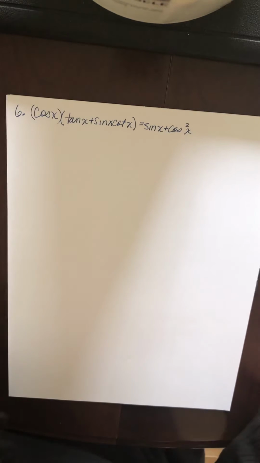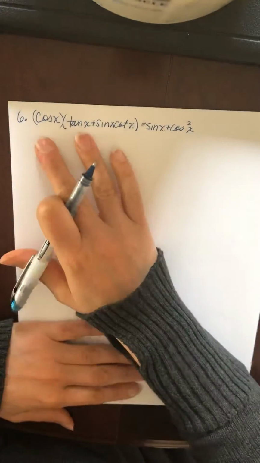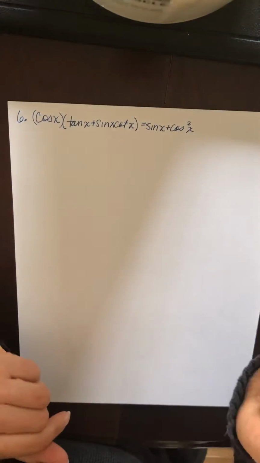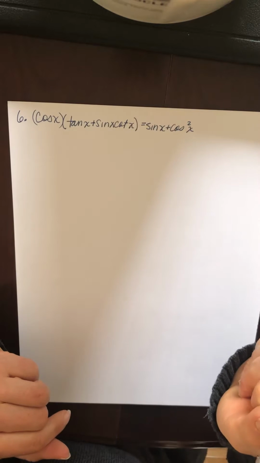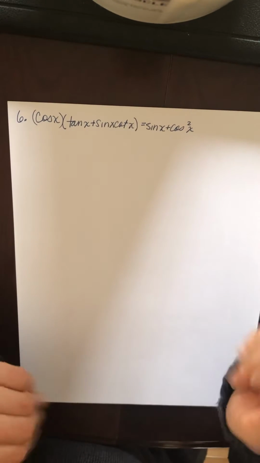Okay, so here's number 6, and number 6 is saying we want to prove the identity. So anytime we are doing a proof, just like in geometry, it will in fact work out. Okay, so the left side will equal the right side. And a rule of thumb is always, if you can, change it into sines and cosines, if you don't see a natural reduction, substitution, something like that.